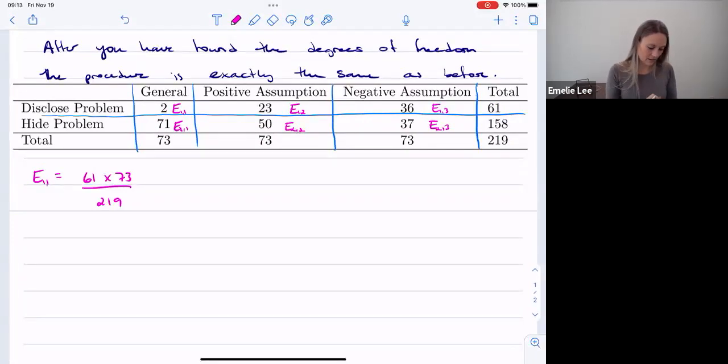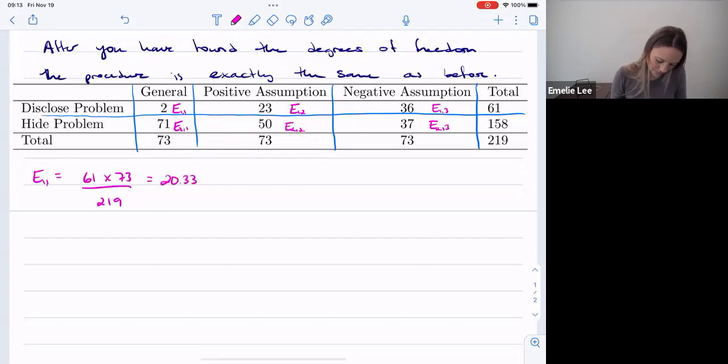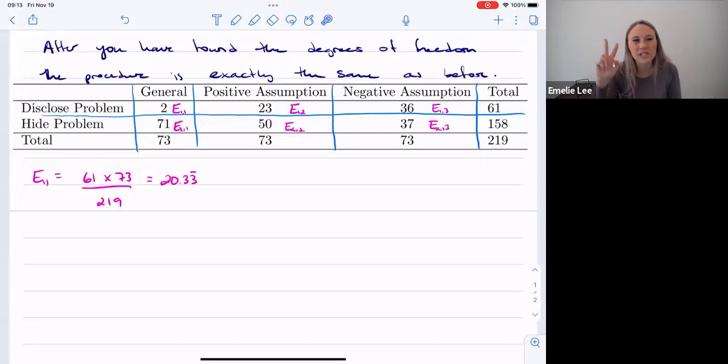61 times 73 divided by 219 puts me at 20.33 repeating, right? You can round to 2 decimal places, unless you get a real decimal place, then keep all your decimal places. The reason for that is because you need it to add up to 61 at the end, right? So you need your expected values to still add to 61 and in general add to 219. So you don't want to be rounding unnecessarily, right? Even if you round this, you might have to absorb that rounding into some of these other values.